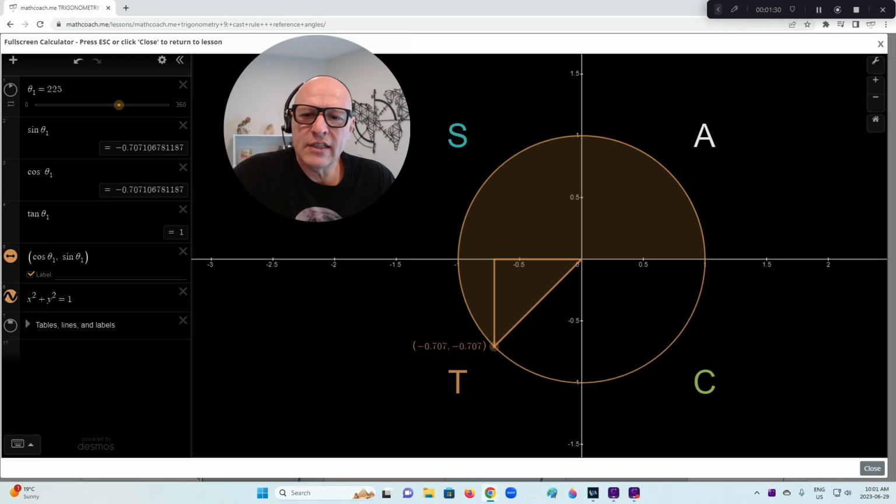And let's get started. Let's take a look at the CAST rule and reference angles.